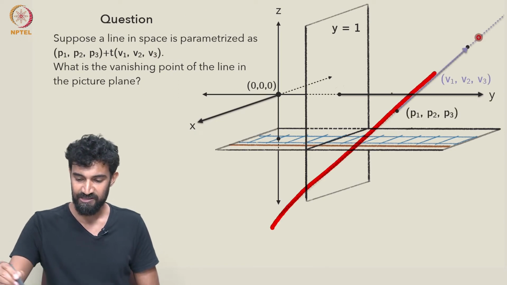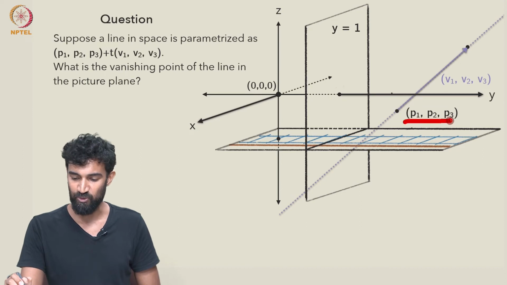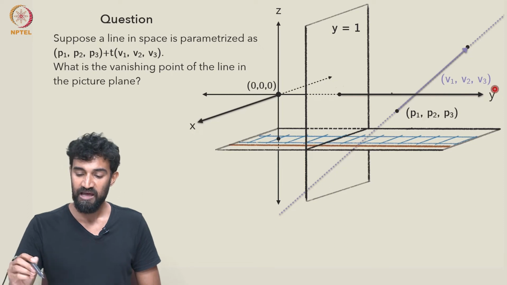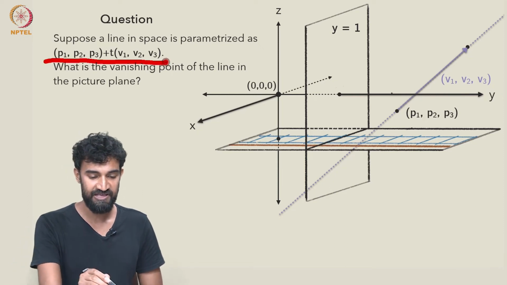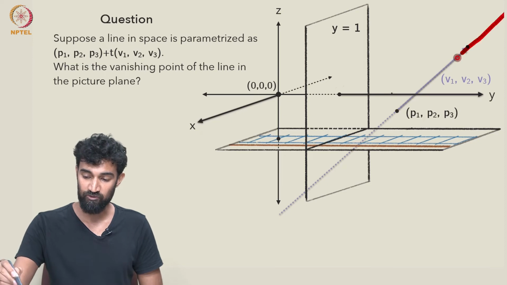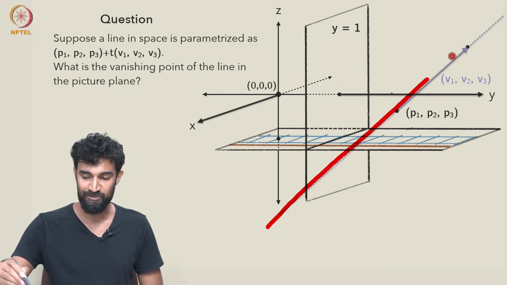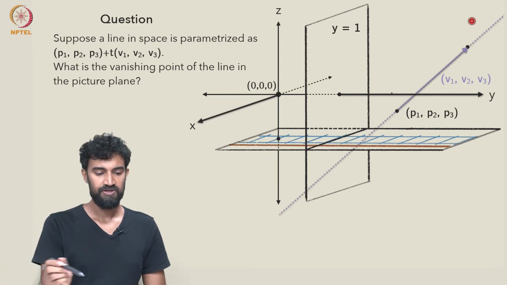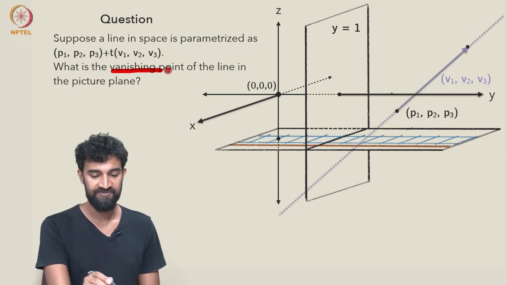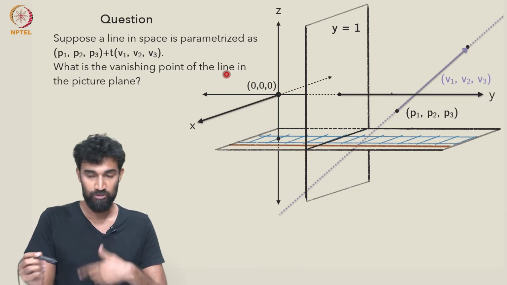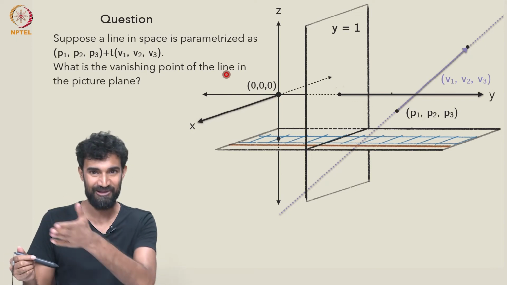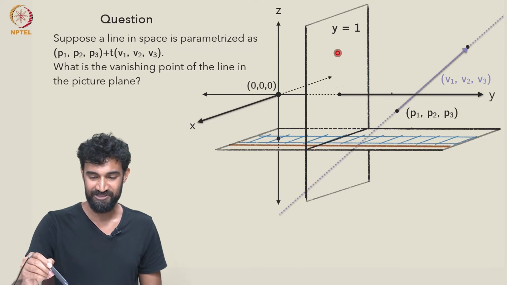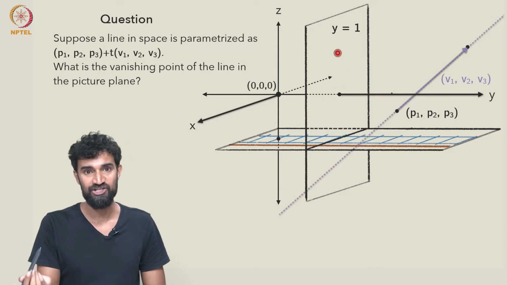So here is the line. Here's my point p, rather, p1, p2, p3. Here's my vector v, v1, v2, v3. And p plus tv is going to range over all of the points in this line here. It's going to parameterize this line here as t varies over the real numbers. So we're getting this whole line. So what is this line going to look like in the picture plane, and what is its vanishing point going to be in the picture plane? Remember, every line has a vanishing point unless it's parallel to the picture plane. That's the first thing we proved in this class.